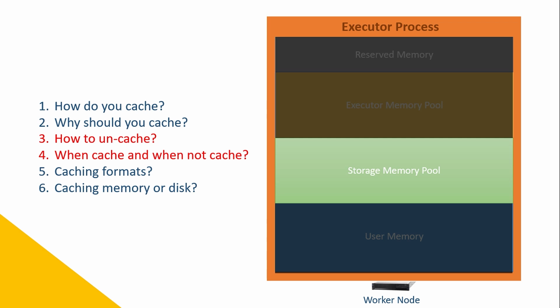You can remove your data frame from the cache that you previously cached using the unpersist method. We do not have any method called uncache, but unpersist will do the job. Now the last question. When should we cache and when should we avoid caching your data frames?